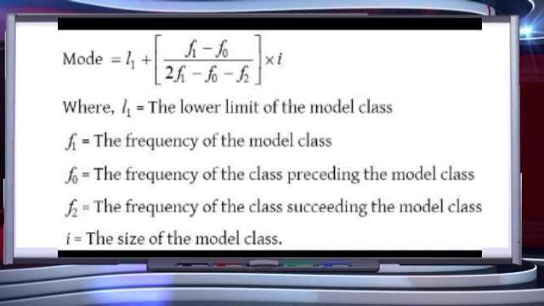So next comes the formula for the mode. Mode is given by L1 plus within bracket f1 minus f0 over twice of f1 minus f0 minus f2 within bracket, multiplied by h. Here L1 stands for the lower limit of the modal class, f1 the frequency of that modal class, f0 the frequency of the class preceding the modal class, f2 the frequency of the class succeeding the modal class, and h is the class size of the modal class.